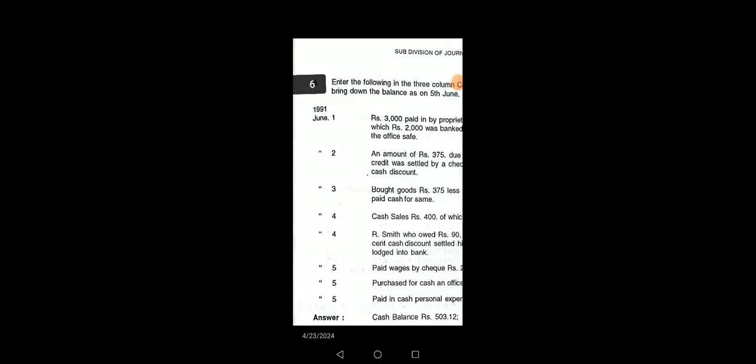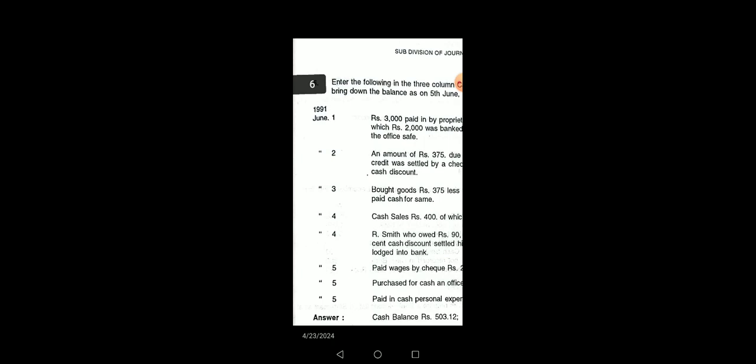Today's target is to solve question number 6. It's a little different book and the author is different, but the only thing I was willing to do is give you more and more practice questions. As you do the same thing several times, your concepts will get stronger and stronger, plus your practice will make you a perfect accountant.